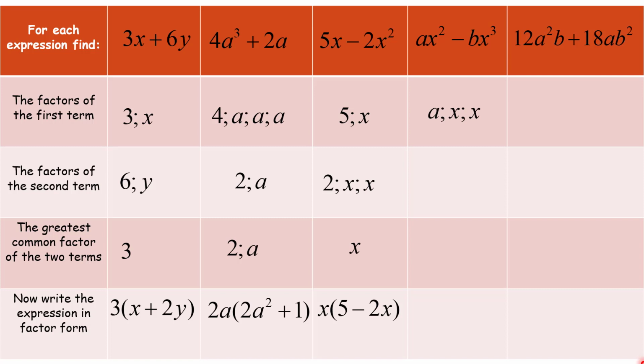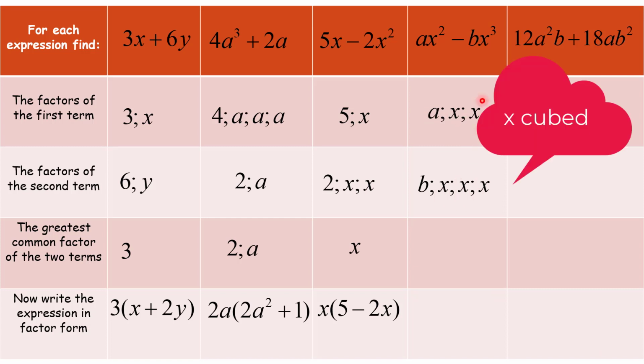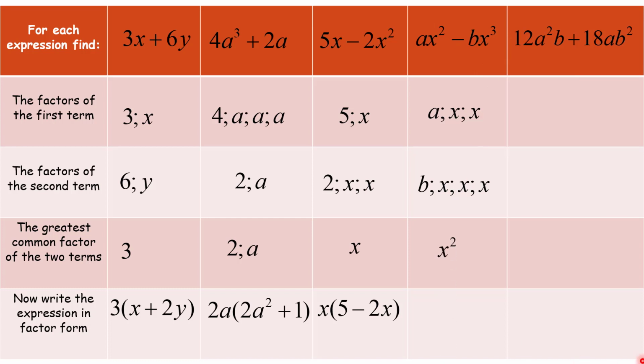The first term, a and x and x. The second one, b, x, x, x. So notice there's an x squared in each, and there will be an x squared. It's usually the one with the smallest exponent that will be the common factor. Therefore, our common factor is only x squared. So let's divide these two terms by x squared, and that will give us a minus bx. So we have factorized the binomial to x squared times the bracket.